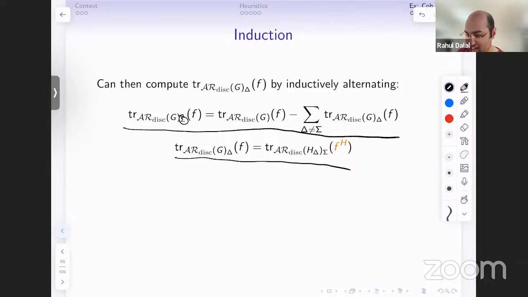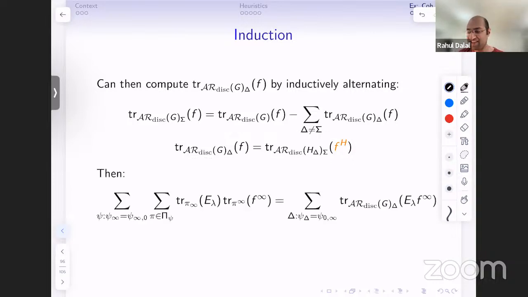So this is the induction. Then all you need to do is take the sum over all shapes such that the component at infinity determined by the shape is the parameter at infinity that you want. And that solves step one. So this is an example of how you can actually do these things.